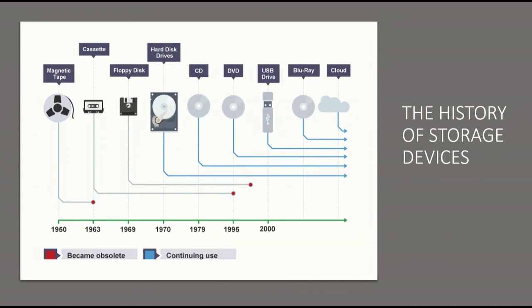The history of storage devices: you can see an infographic here which shows what devices have become obsolete over the years and what devices have been introduced and are continuing in usage. You can see the floppy disk became obsolete before 2000, whereas hard disk drives, CDs, and DVDs are still being used. And the latest ones we have are USBs, Blu-ray, and cloud.